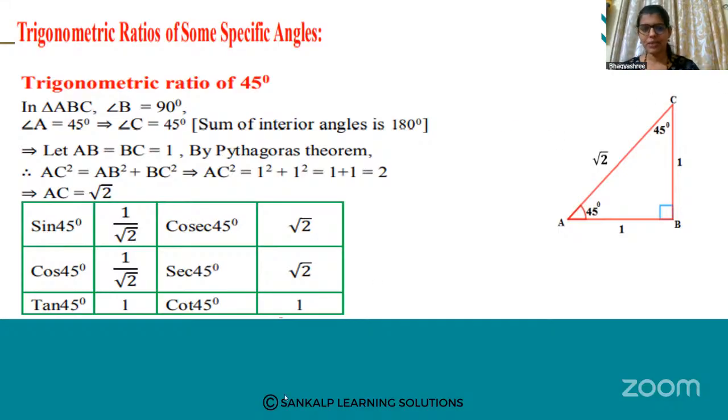Here, some specific angles, we do not take all angles, from 0 degree, 10, 20, 30 like that, we do not take. Some specific angles means here we are going to consider 0 degree, 30 degree, 45 degree, 60 degree, and 90 degree. So these all are called some standard angles. Specific angles we now call standard angles.